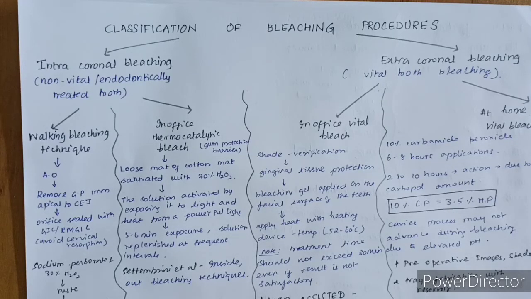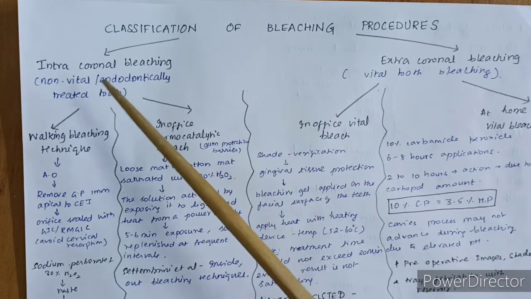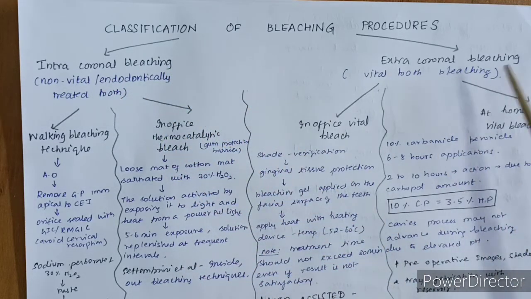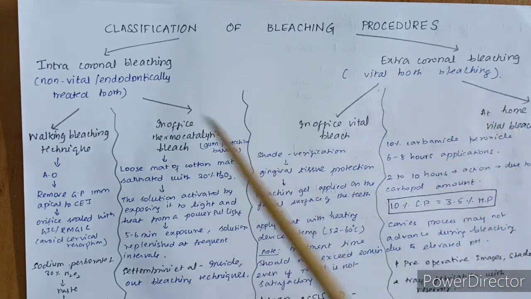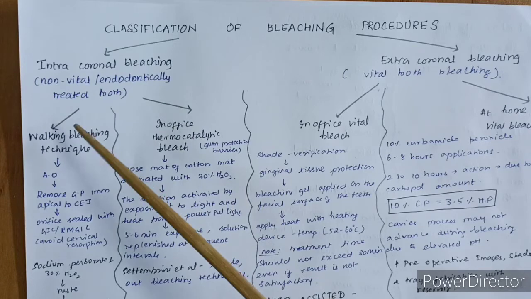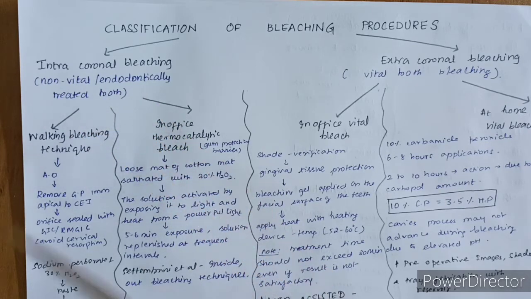Classification of bleaching procedures. We have intracoronal bleaching and extracoronal bleaching. Extracoronal bleaching is mostly vital tooth bleaching, while intracoronal bleaching we usually do for an endodontically treated tooth. So what is the walking bleaching technique?